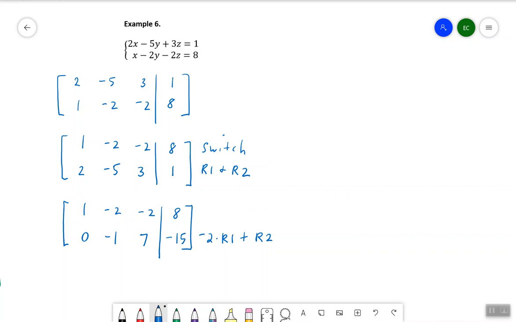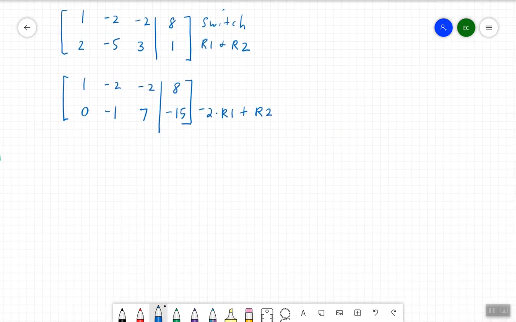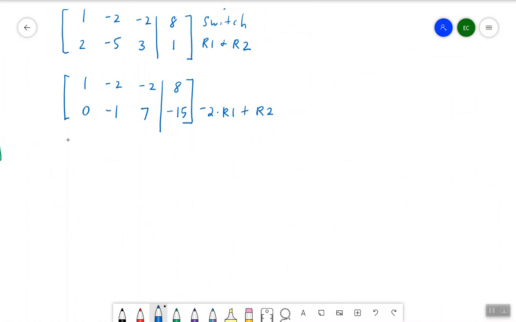Okay, so we finished the first column. We can go over to the second column and make a 1 on the diagonal. That would be this -1 here. We multiply by the reciprocal of -1, which is just -1. -1 times row 2. The first row we can just copy down. The second row will be 0, 1, -7, +15.